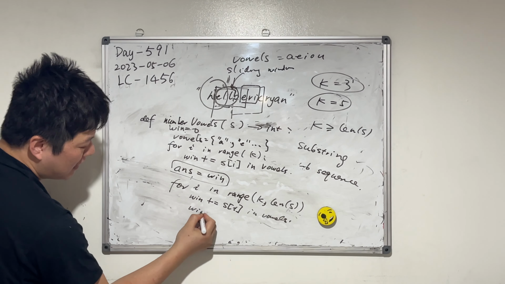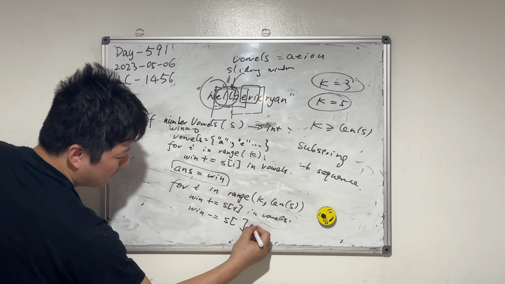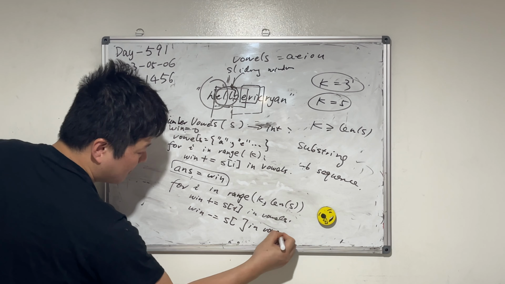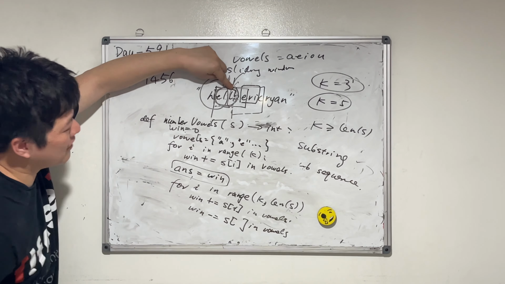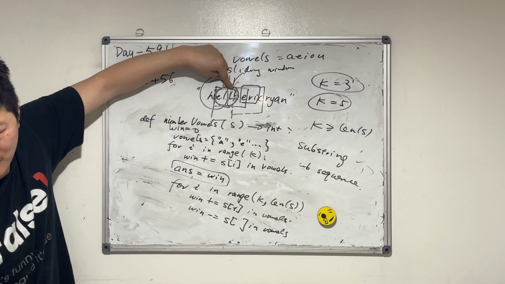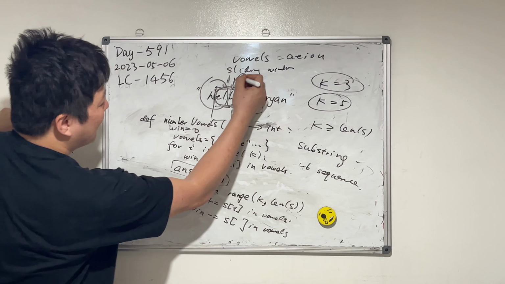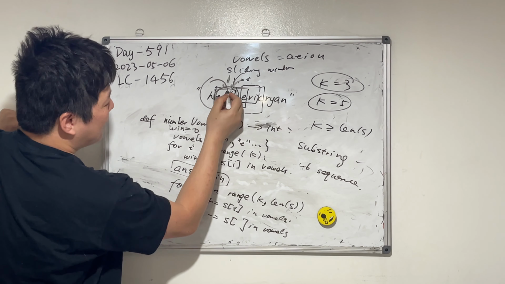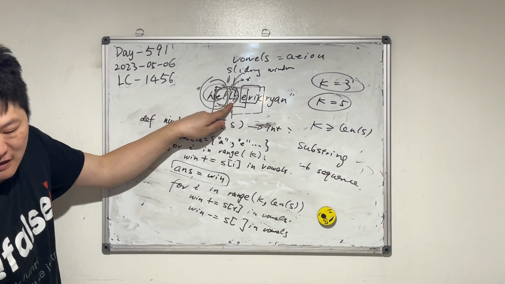Okay, win minus equals S in vowels. Can you tell me what this is? Look, I'm taking this character. Which is the character I need to remove from the window? The first one, which is I minus K, right? This is I. This is I minus K, am I right? Yeah? 0, 1, 2, 3. 3 minus 3 equals 0.